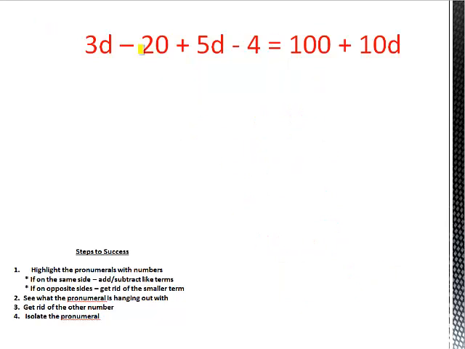Now this equation's huge. We have a 3d, we have a positive 5d, and we have a positive 10d. My suggestion to you is this. In this sort of situation, add together like terms first on the left-hand side and on the right-hand side. So looking at the left-hand side, we have 3d plus 5d, that equals 8d. Then we have negative 20 minus 4, which is a negative 24. So we just simplify the left-hand side first. 8d minus 24 is equal to 100 plus 10d.